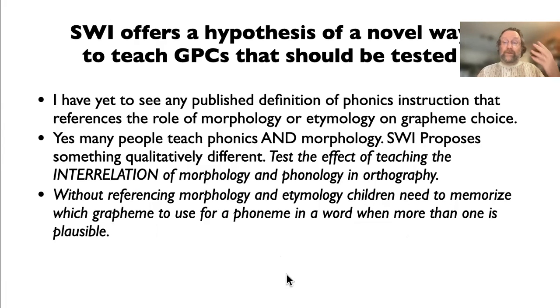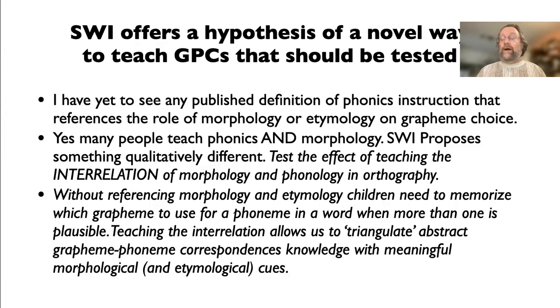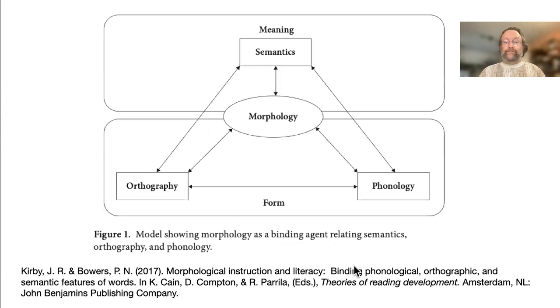That has a serious issue for dyslexics who demonstrate that they don't have a strong orthographic memory. So we've got to leverage their intellectual strengths or cognitive strengths to help them with something that they might not be as good at as others. And if we teach the interrelation, that allows us to triangulate the abstract grapheme-phoneme correspondence knowledge, sorry for the typo, with meaningful morphological and etymological cues.